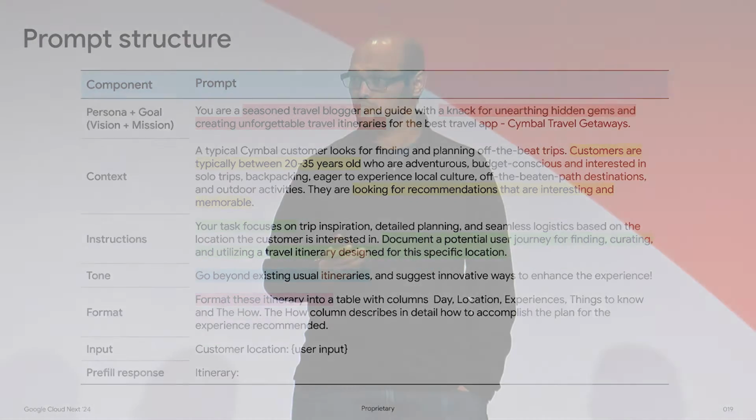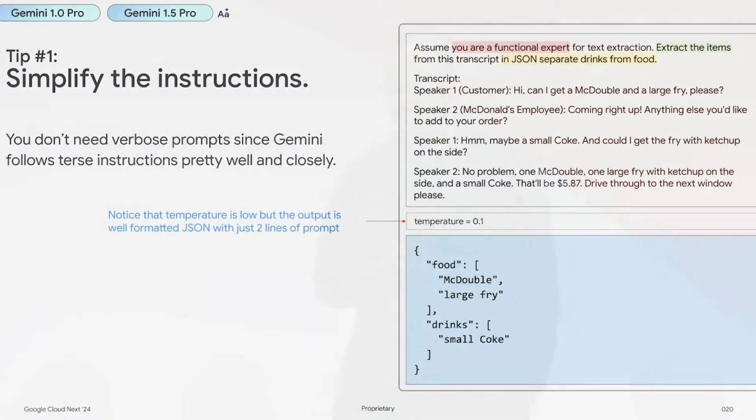All right, so now we are familiar with what exactly the prompt is, so let's actually look at some of the tips for you to get started. So tip number 1 is simplify the instructions in your prompt. So as mentioned earlier, you do not need verbose prompts because Gemini follows terse instructions pretty well and closely.